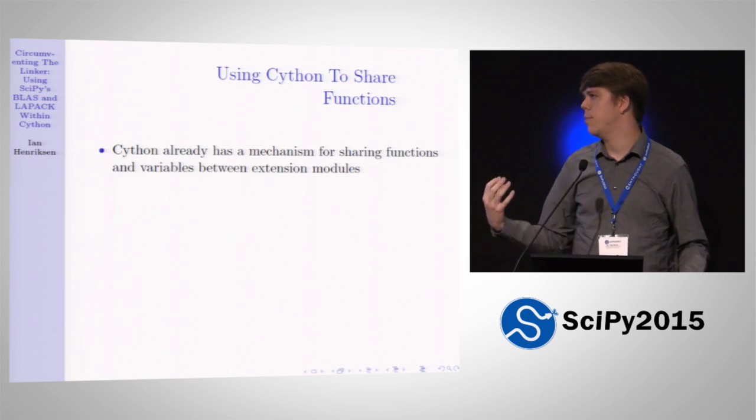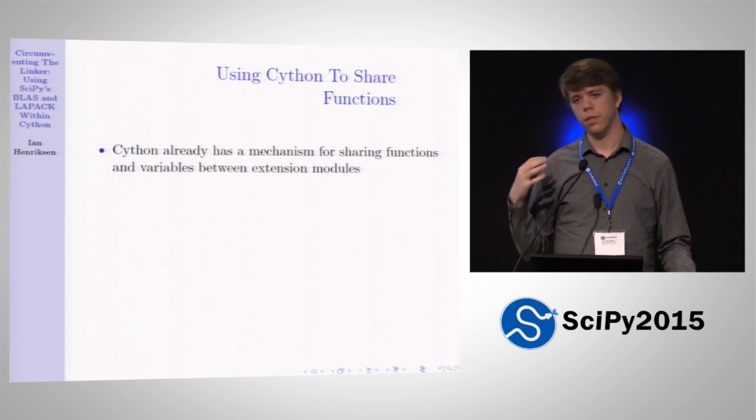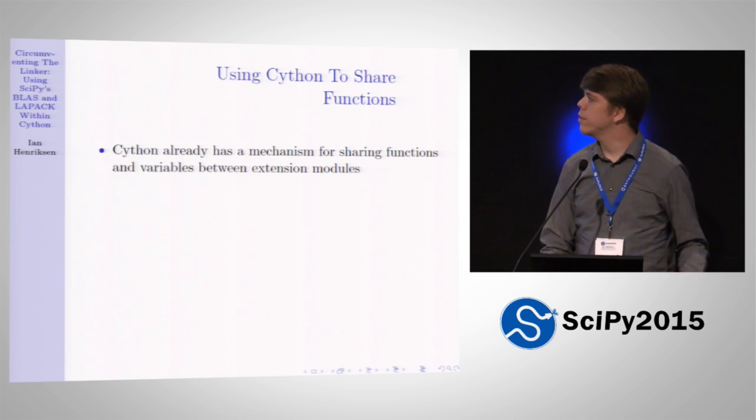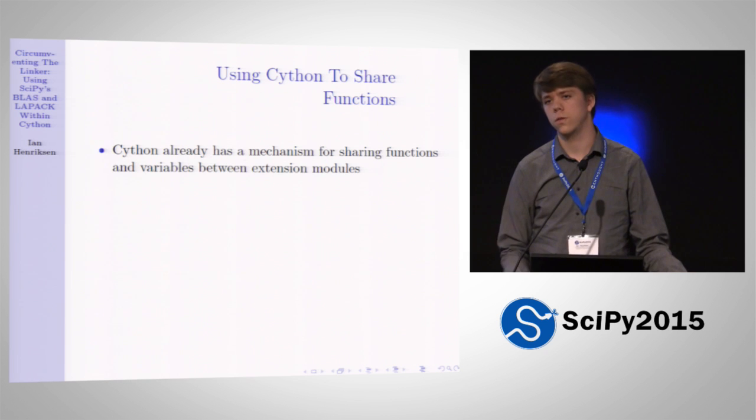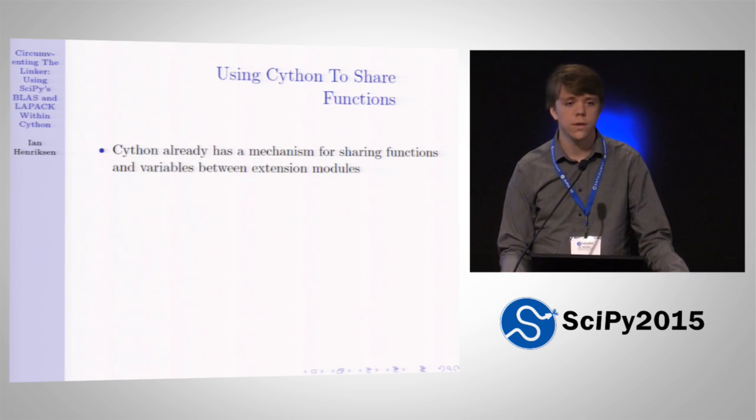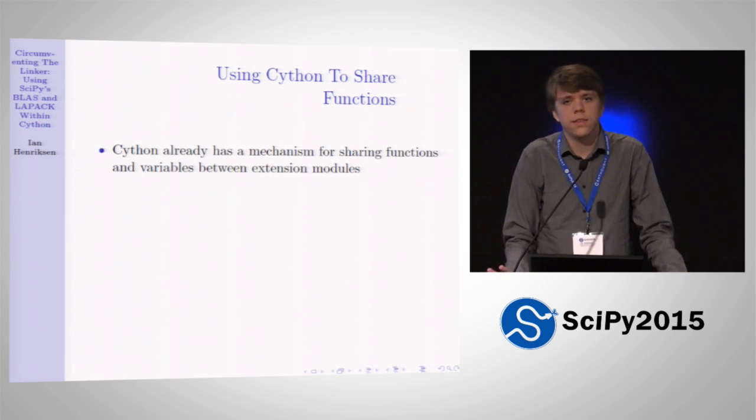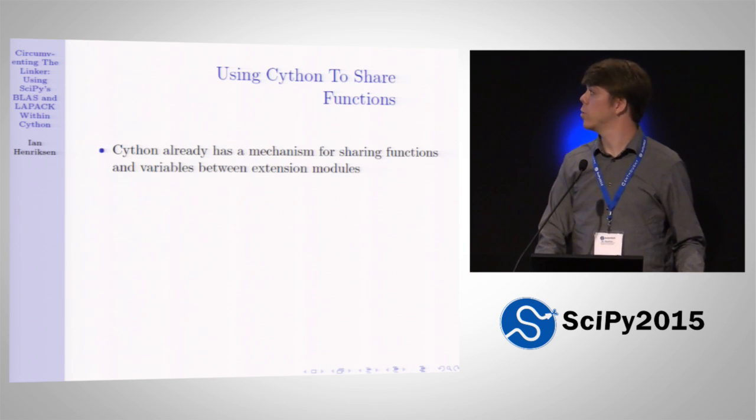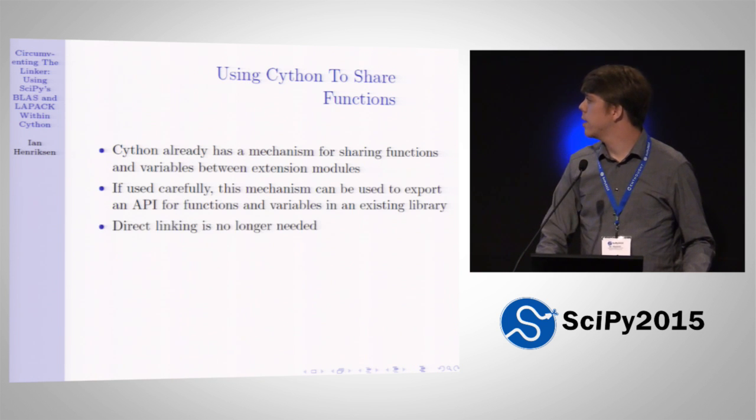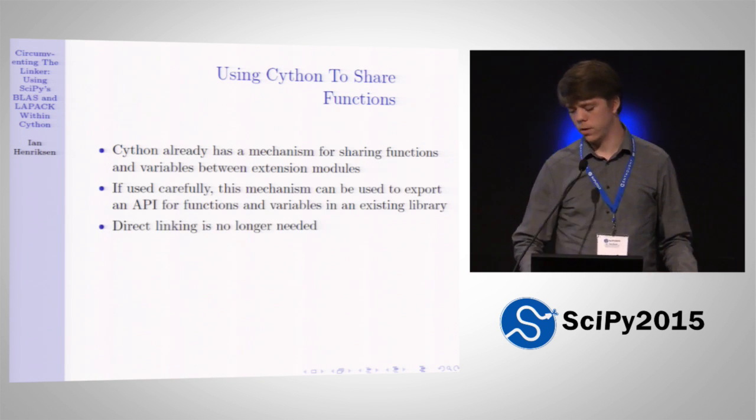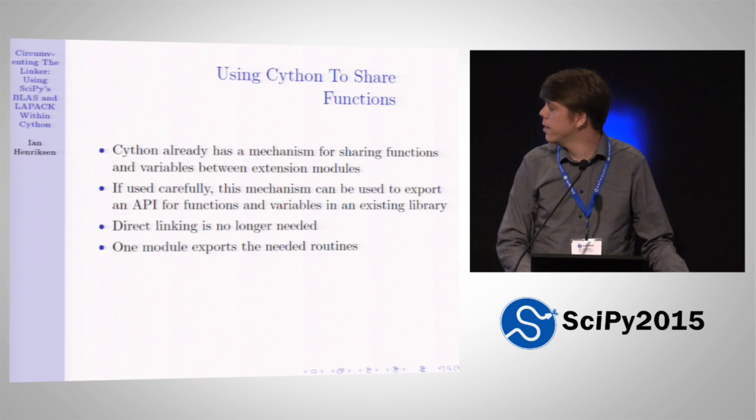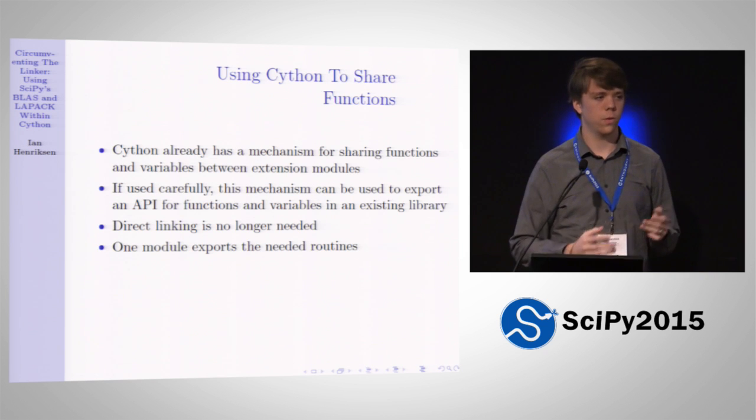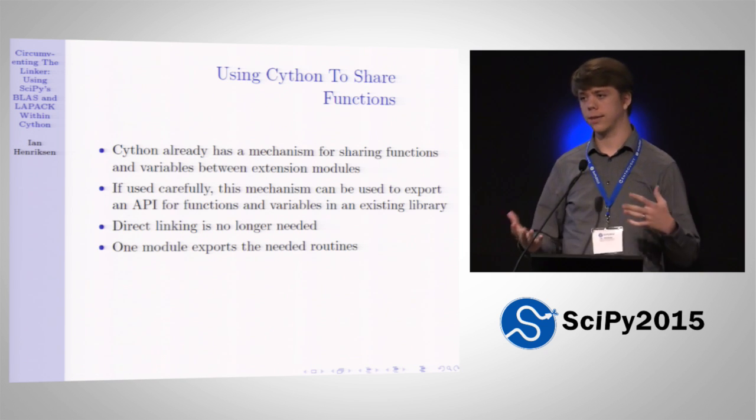If I understand correctly, they pass a function pointer through the modules via a Python capsule object. And so rather than having to link against the original modules, you get a function pointer to the function that you want to use. And all of this hassle with having to find and use the correct library suddenly goes away. And so you can export this, so direct linking is no longer needed. And then a single module exports all the needed routines. So somebody still has to go through all of this trouble of actually exporting this API.